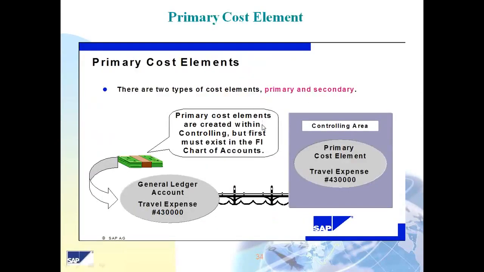Primary cost elements are created within the controlling module. First they should exist in FI, in the chart of accounts. So the data normally flows from FI to CO through the primary cost elements. Normally all the profit and loss GL accounts need to be maintained as primary cost elements, so that they are integrated with the CO module. For example, GL accounts such as travel expenses.